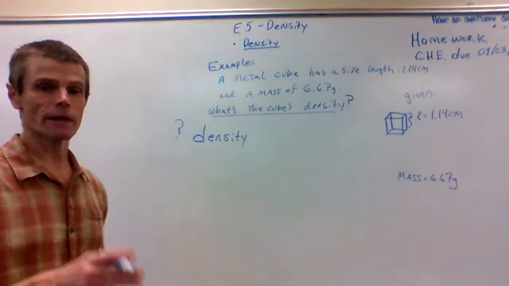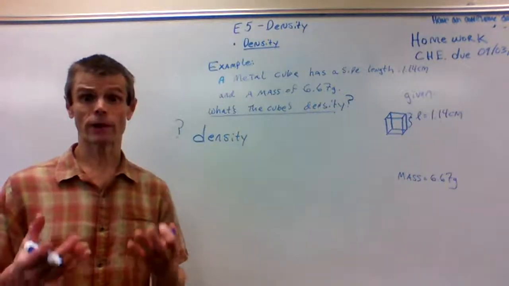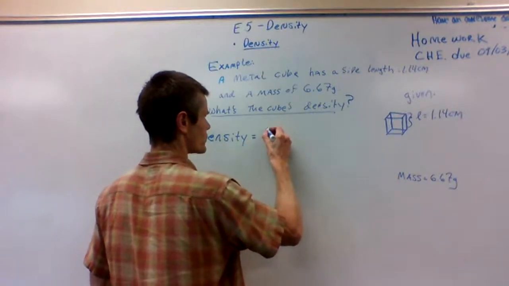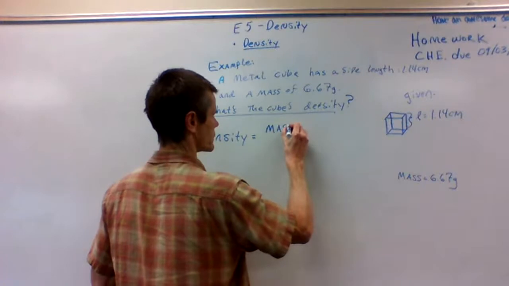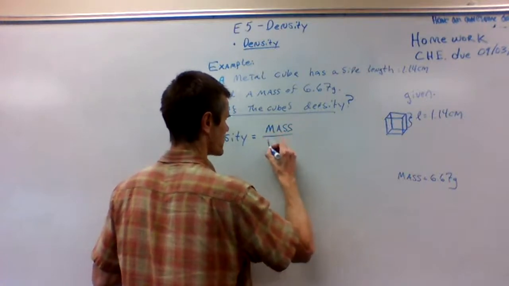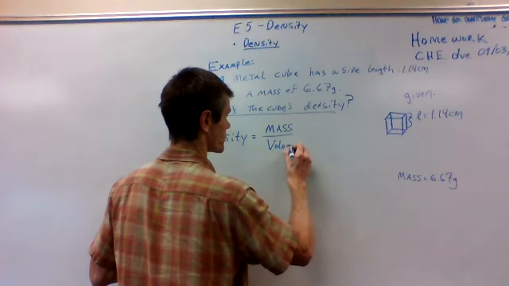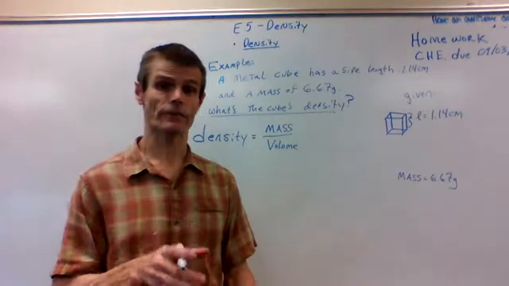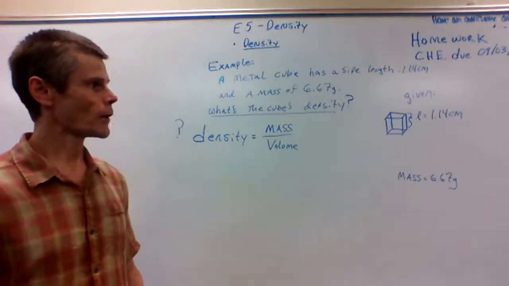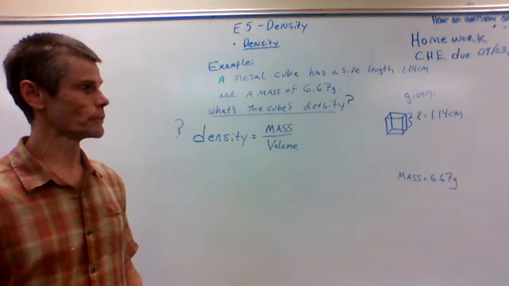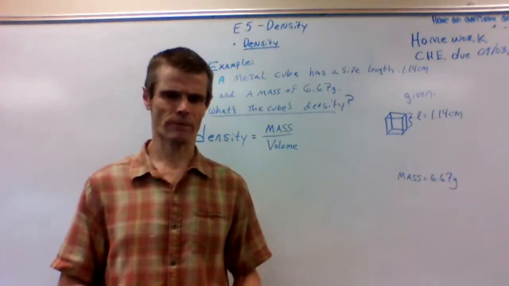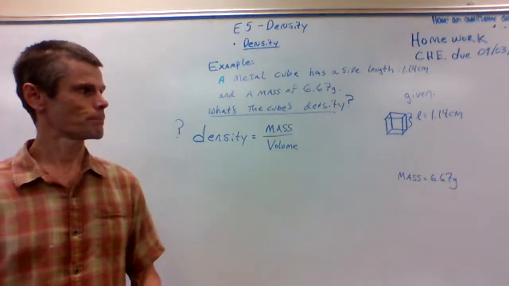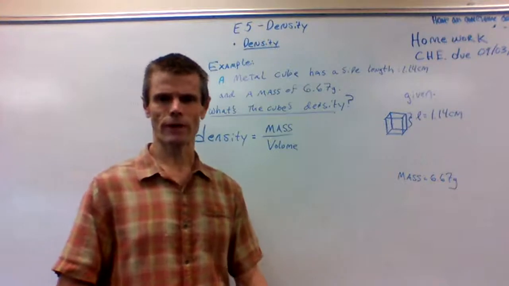That's the big question. Let's write down the definition of what density is. Density is defined as the sample's mass divided by the sample's volume. So we're given the mass, 6.67 grams. How do we determine the volume of the cube if we know what the length of one of its sides is? So you can stop the video and go through this problem if you want. Okay, that's it. I'm going to go through the answer now.